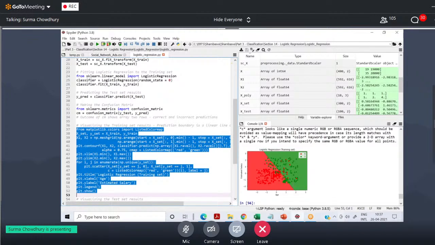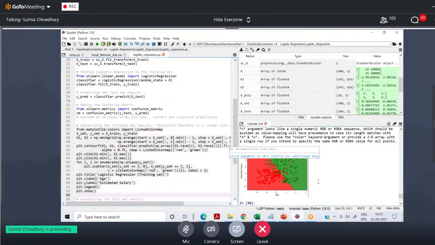It's a linear line, but it's a prediction boundary. To the left of the prediction boundary, the model has predicted that these are the people who are not going to buy the car. And to the right of the prediction boundary, these are the points where the prediction is that he's going to buy the car, which is 1.